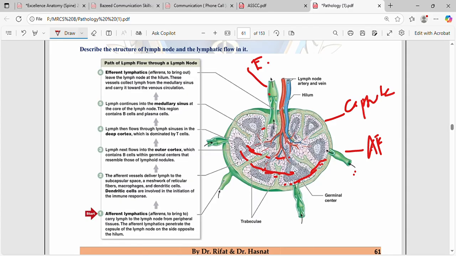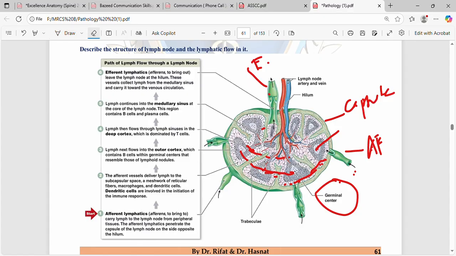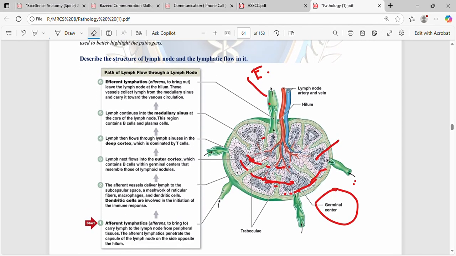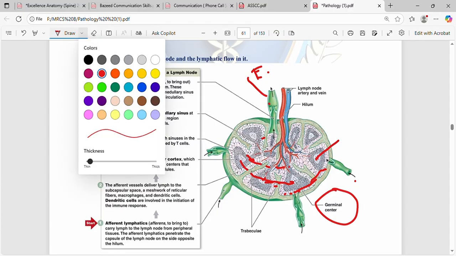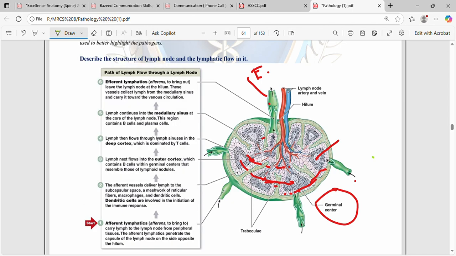Okay, and these are the follicles, and these are the germinal centers, as you can see here. Okay, so as you know, the lymph node will receive the lymph through the afferent channels. So lymph comes to the lymph node through these afferent channels. Then it comes to the subcapsular area.